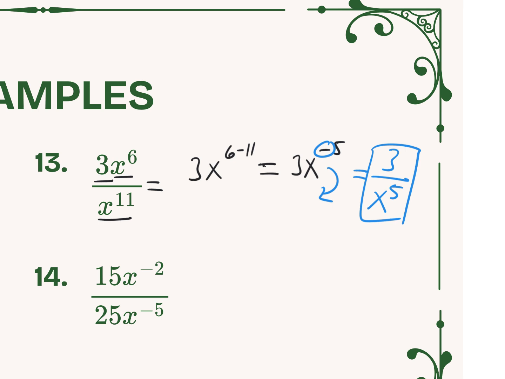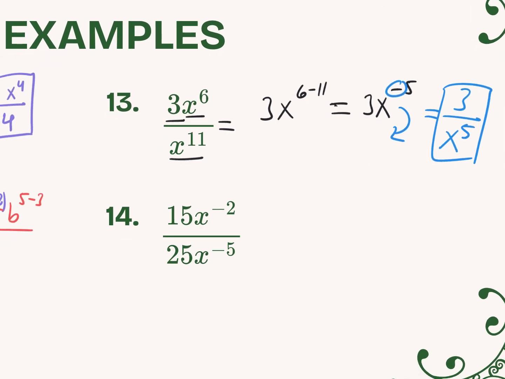All right. And then number 14, we have coefficients on the top and the bottom, so I would do 15 and 25. We can find a common factor there. It looks like they share a 5. So if you divide 15 by 5, you get 3. 25 by 5, we get 5. And 3 and 5 don't simplify further, so we can leave that alone.